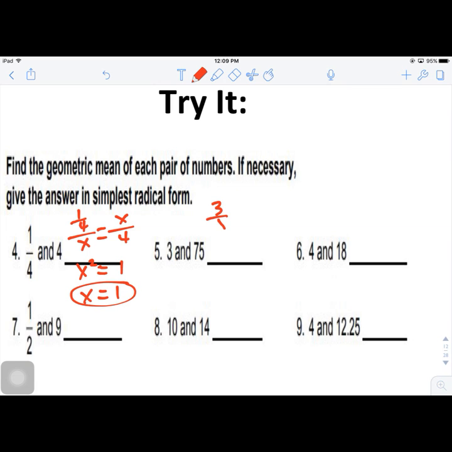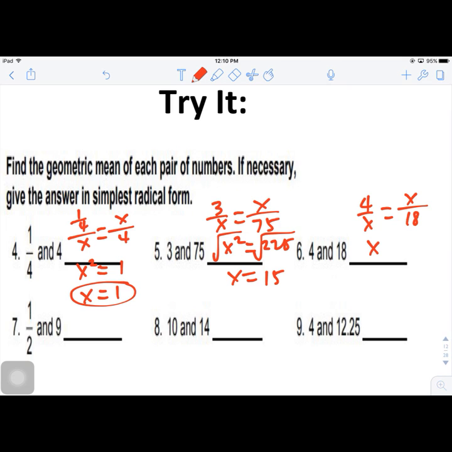For the next one is 3 over x equals x over 75. Cross multiplying, I have x squared equals 225. And taking the square root of both sides, I have x equals 15. So we need to take the square root. And for the next problem, number 6, 4 over x equals x over 18. Cross multiplying, I have x squared equals 72. And taking the square roots of both sides, x is equal to the square root of 72, which is 36 times 2. So it is going to be square root of 36, which is 6 radical 2.